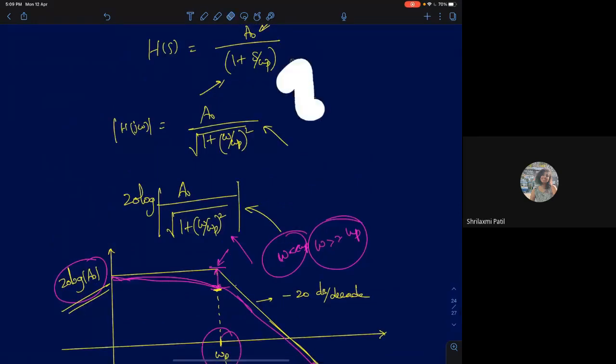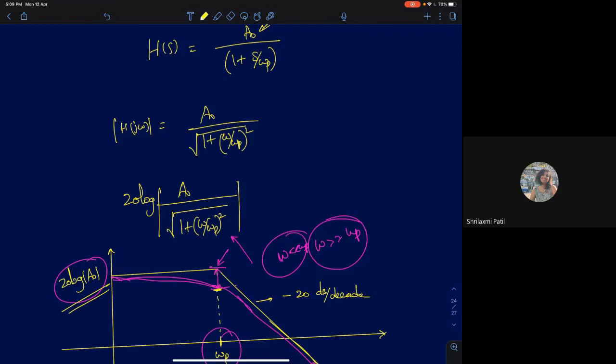Magnitude, we said, tells us what the amplitude change is. If you feed a sinusoid with a certain amplitude at a certain frequency, then from the magnitude response graph you can predict what the output amplitude will be. The phase response tells you the phase difference between the input and the output.